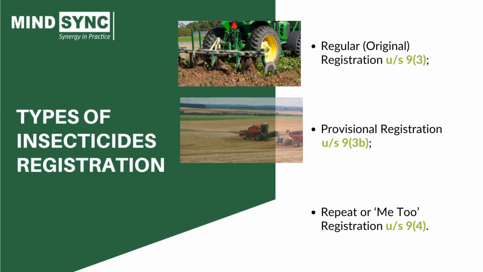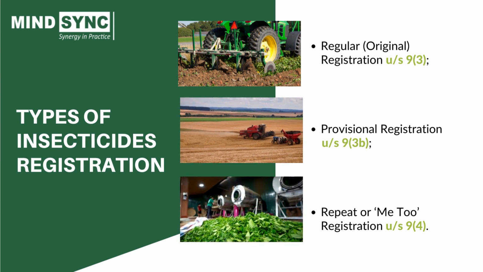Now, we are going deep into the process of registration of insecticides. There are various types of registration requirements for insecticides. First is regular or original registration, under Section 9 subsection 3. Second is provisional registration, under Section 9 subsection 3b, and the last one is repeat or Me Too registration, under Section 9 subsection 4. Let's discuss each one in detail.